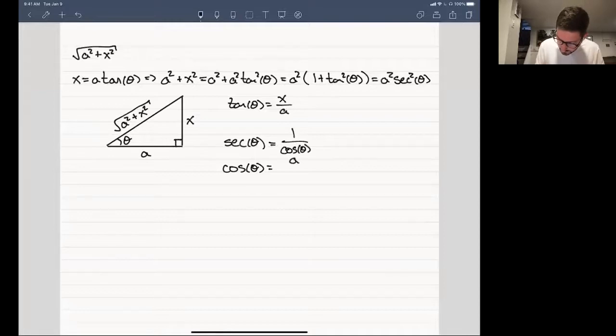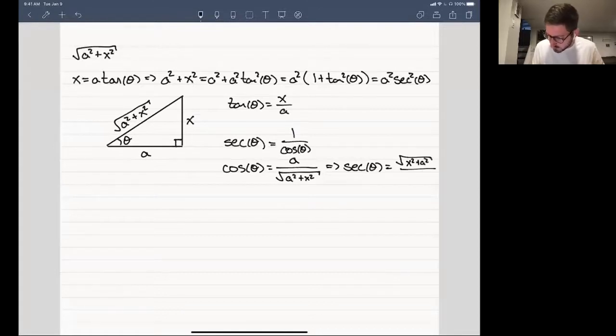So this is a over the square root of a squared plus x squared. And so that tells me that now I have an explicit formula for secant of theta as well, which is the square root of x squared plus a squared, divided by a. The order doesn't matter because we're adding. There's no square, sorry. And you can do the same thing.